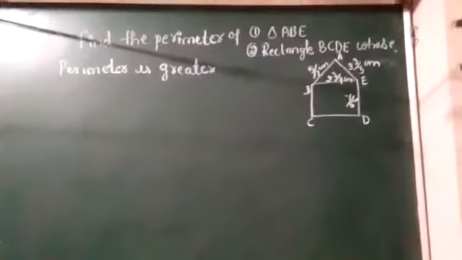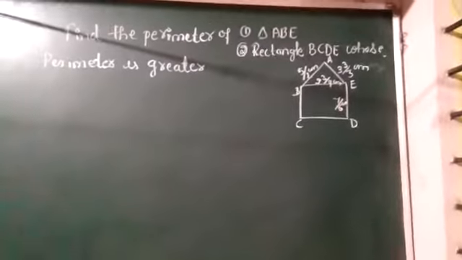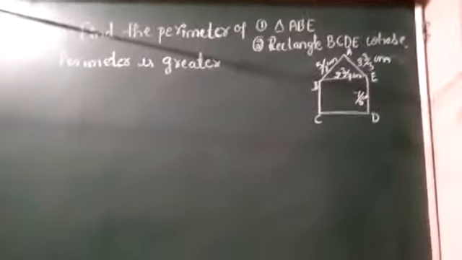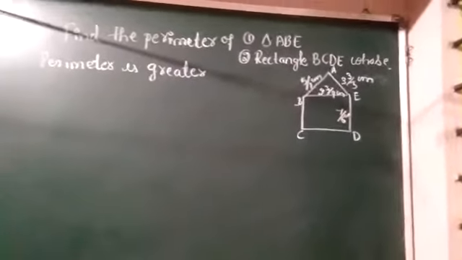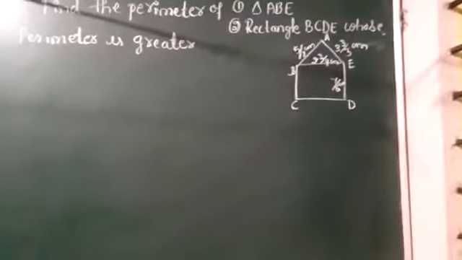You learnt 4 sums in the last class. Now the fifth one. Find the perimeter of triangle ABE and the rectangle BCDE, and say which perimeter is greater. In this figure, we should find out the perimeter of ABE and the perimeter of BCDE.